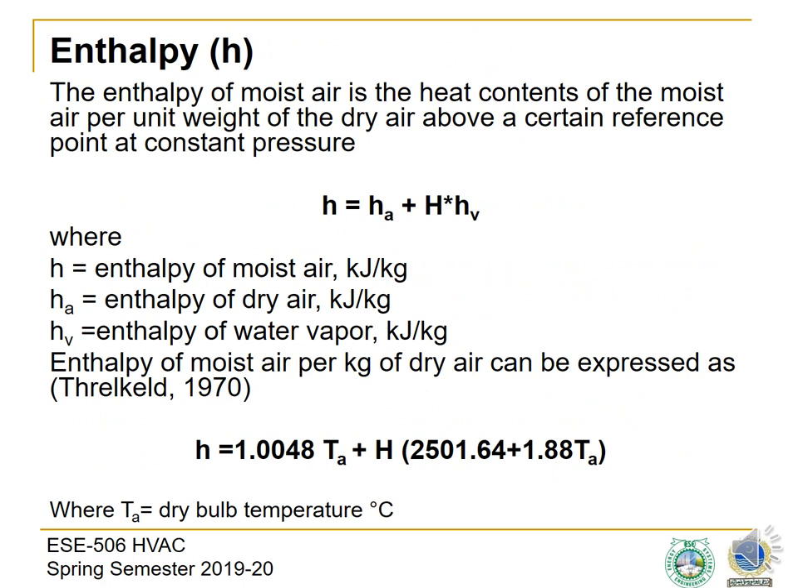Enthalpy, denoted by small h. The enthalpy of moist air is the heat content of the moist air per unit weight of dry air above a certain reference point at constant pressure. Mathematically, enthalpy is equal to h_a plus capital H times h_v, where small h is the enthalpy of moist air in kilojoules per kg, h_a is the enthalpy of dry air in kilojoules per kg, and h_v is the enthalpy of water vapor in kilojoules per kg. And enthalpy, small h, is measured in kilojoules per kg.